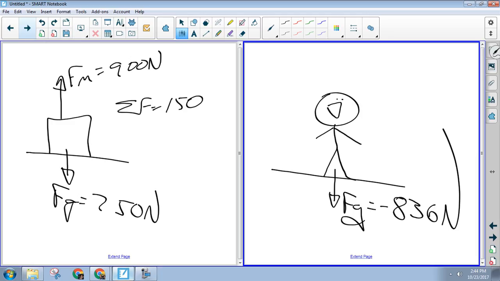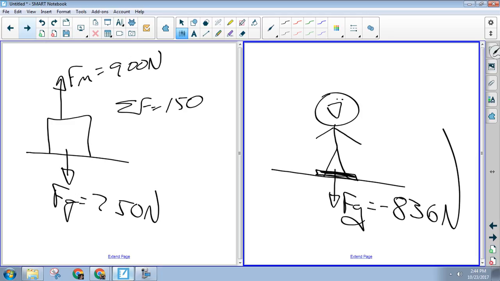170. Do I suddenly weigh 170 pounds? No, I still weigh 150. So why does the scale read more? Because it's got to push harder to prevent me from going down, because Julian's adding this extra force. So my weight didn't change, just the normal force changes. Does that make sense?